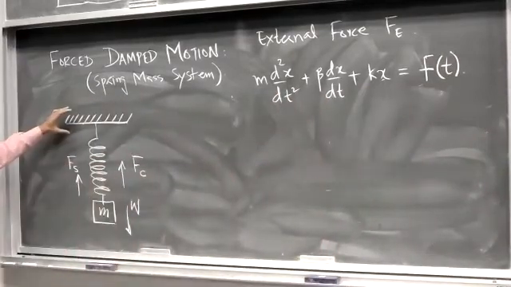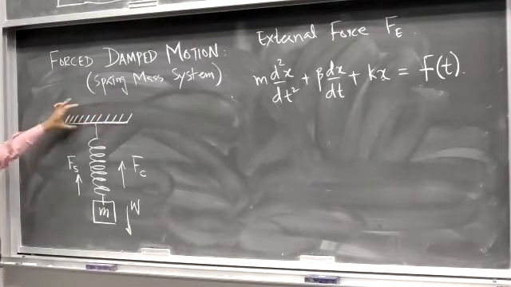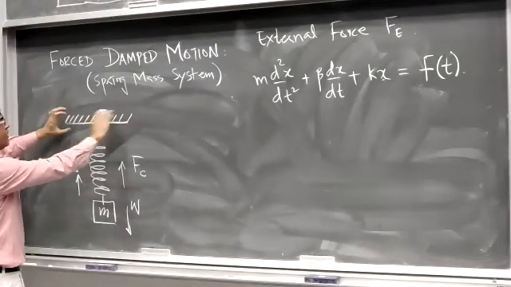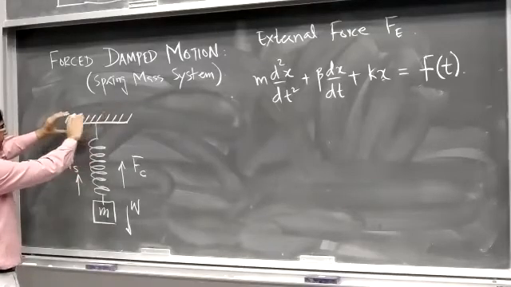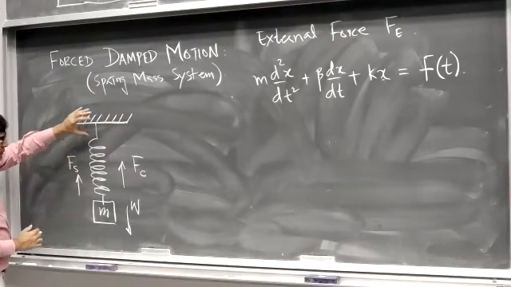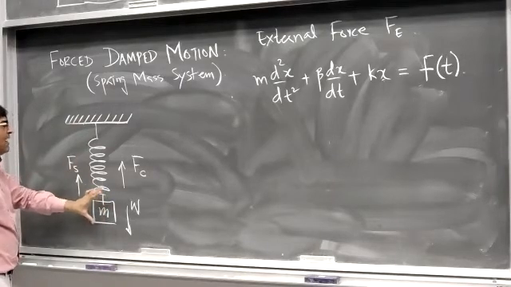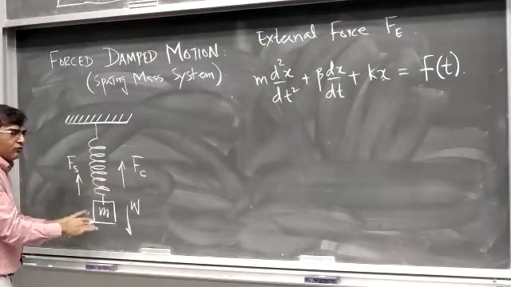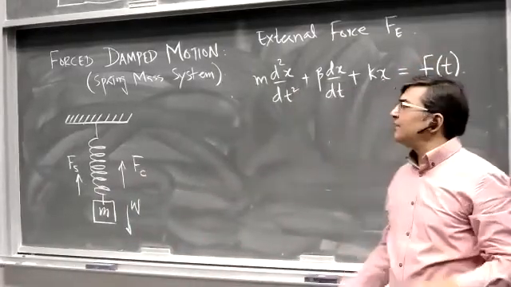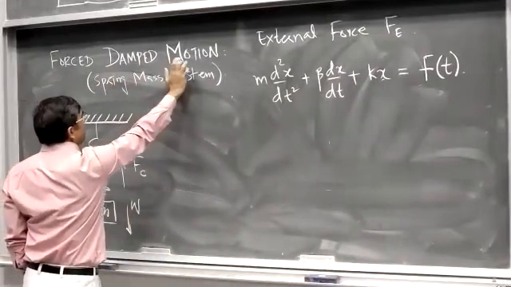For example, the support where the spring is attached starts moving. This is not a rigid kind of support. If this support starts moving up and down, then it will definitely impose an additional force on this mass, which will help this mass to move upward and downward. This kind of force is called an external force, and this kind of system is called forced damped motion.